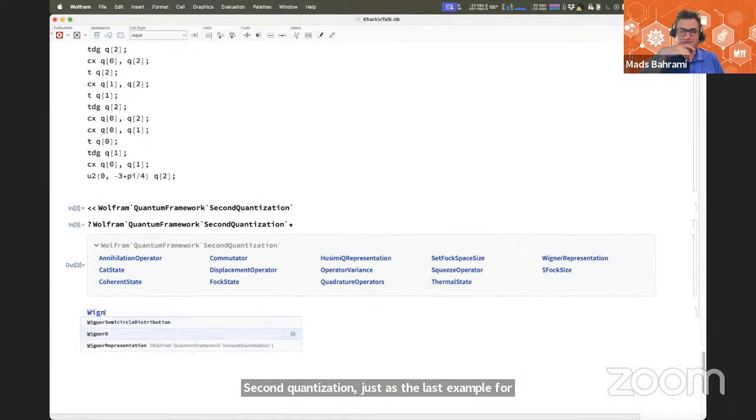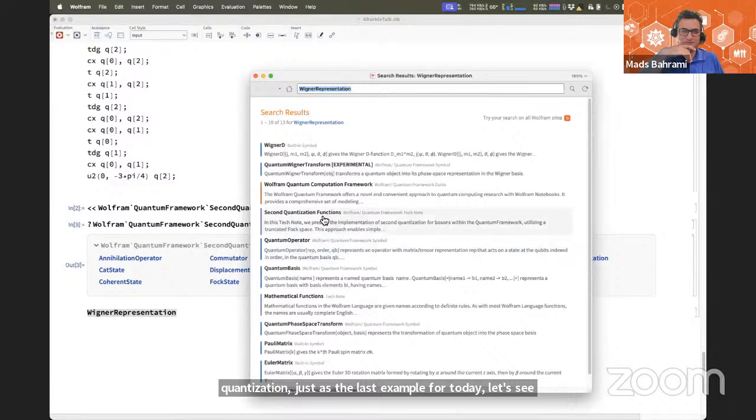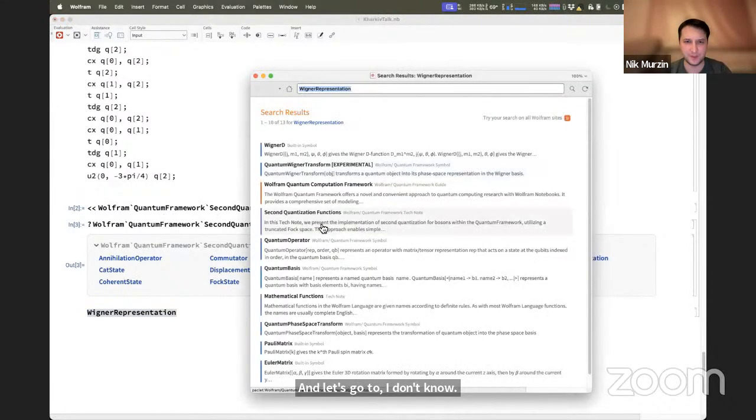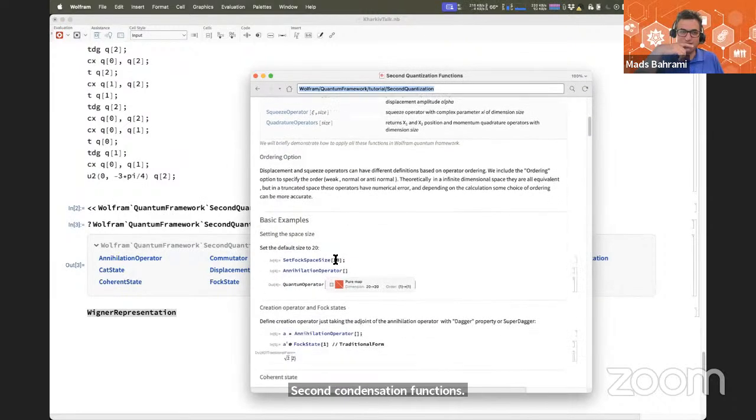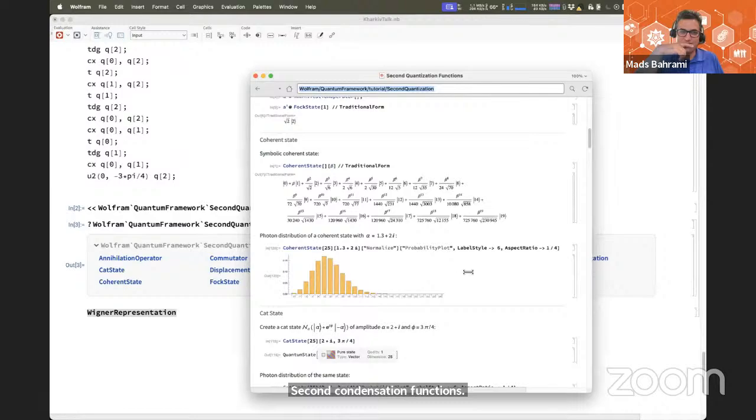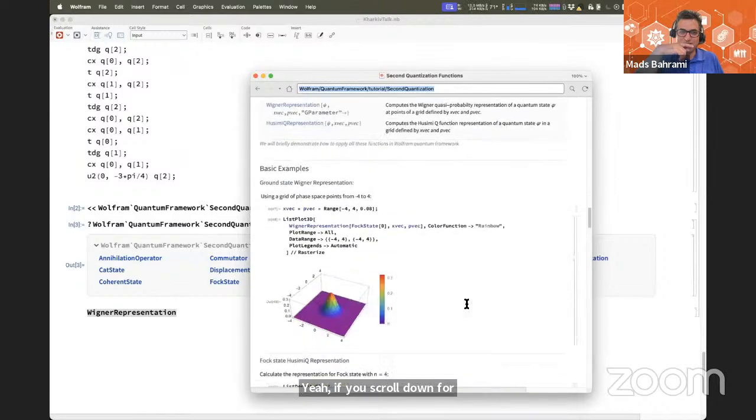And let's go to, I don't know, can't find it. Quantization functions. No. Okay. Yeah, if you scroll down, I guess at the end somewhere, so that's those current states.